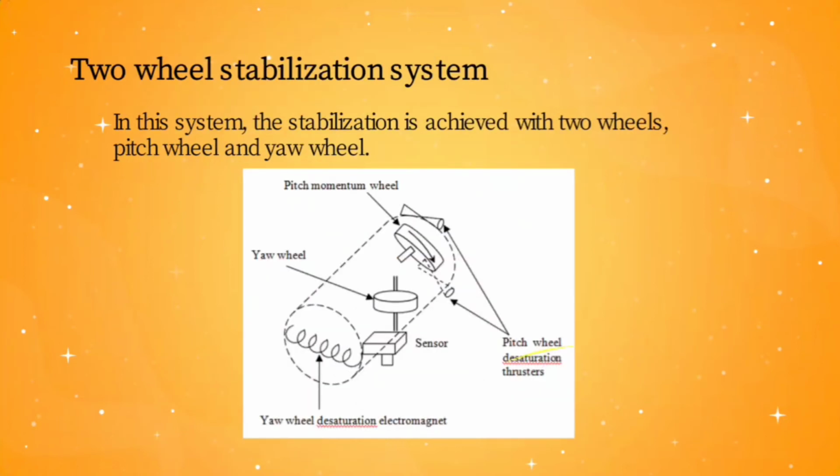And two wheel stabilization system. Here in this system, the stabilization is achieved with two wheels. Those two wheels are pitch wheel and yaw wheel. Okay, see this diagram, you can get to know from this diagram. Pitch wheel and yaw wheels are used.